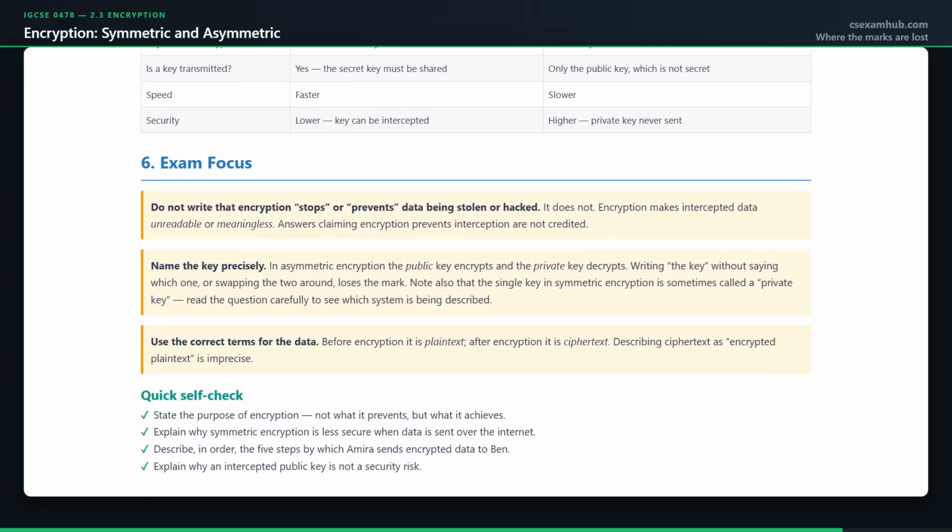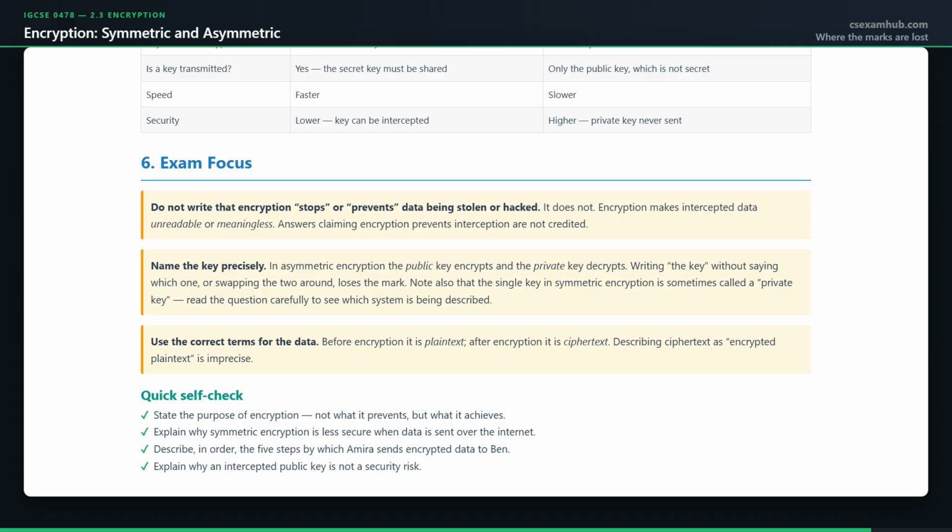3 things to take into the exam, and all 3 are places marks are routinely dropped. First, never write that encryption stops, prevents, or blocks data being stolen or hacked. It does not. It makes intercepted data unreadable or meaningless. That phrasing is the mark.